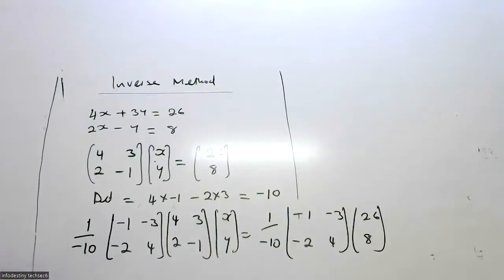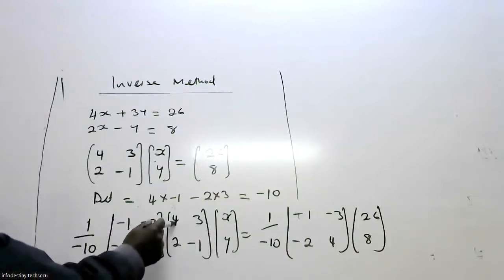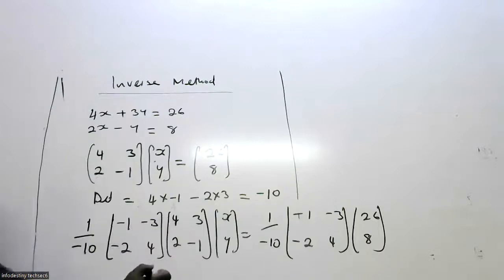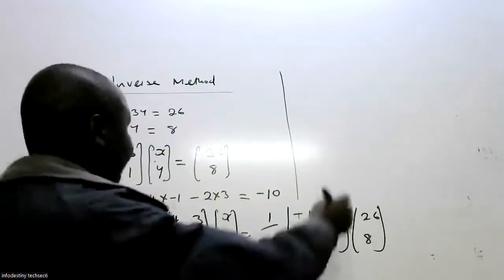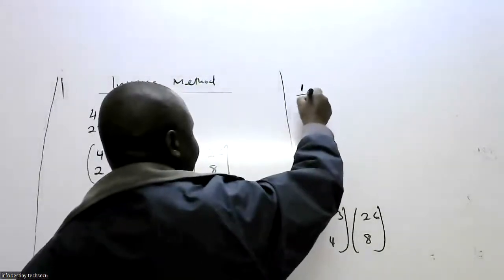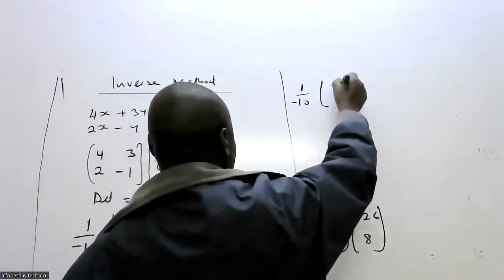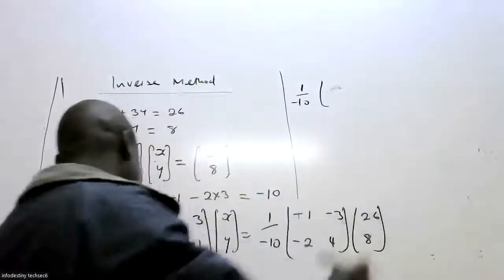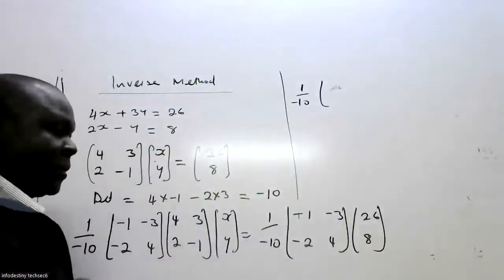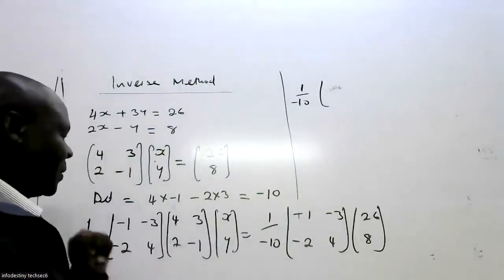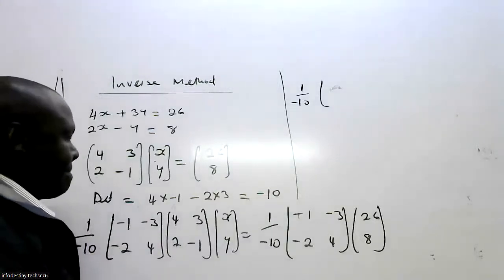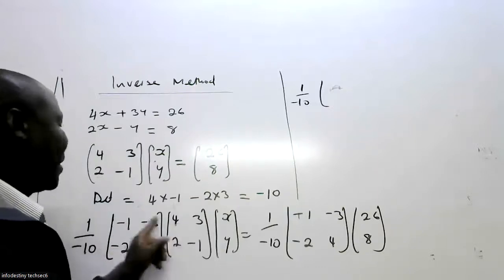So after that, let's multiply this. This times this, negative 4. Let's just write it here. Negative 4. It's 1 over negative 10 into the bracket, negative 4. Okay, this times this plus this times this. I want us to get everything. This times this plus this times this. It's going to give us what?